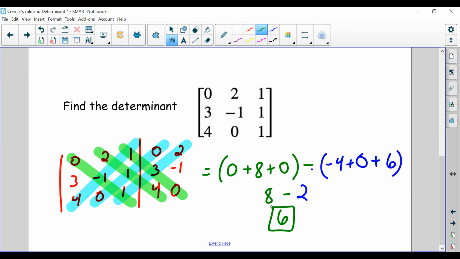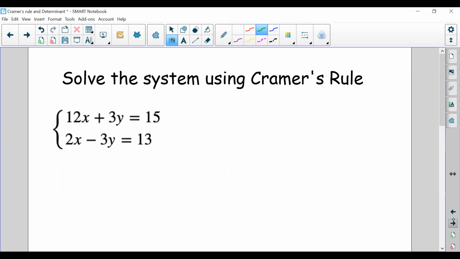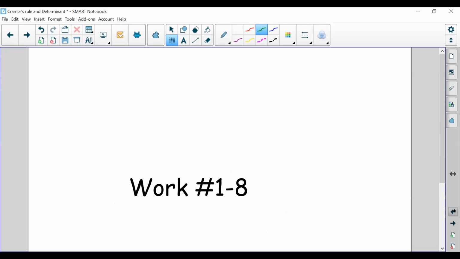Questions over that? So those are the ones that we're going to focus on, 2 by 2s and 3 by 3s. You can expand this if you want to do more, but that's all you're going to be required to do in this class. So open up your quiz assignment, determinants and Cramer's rule, and complete the first 1 through 8.